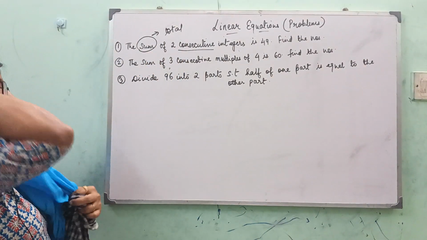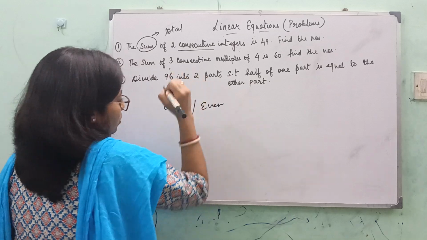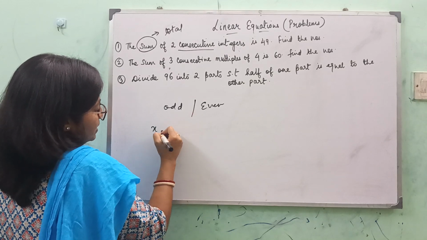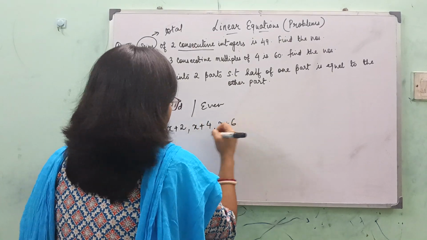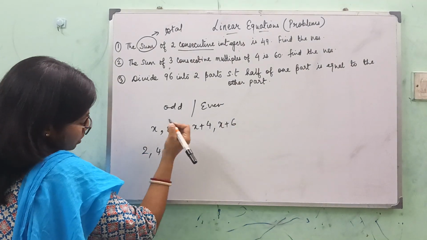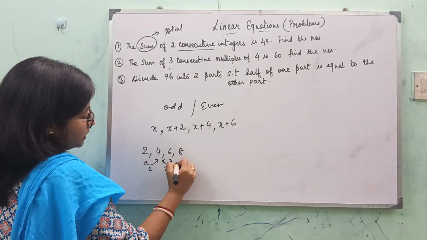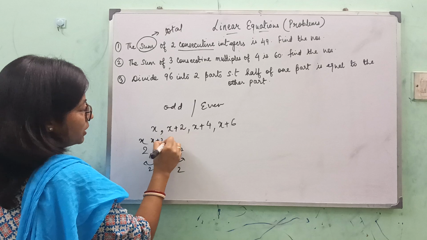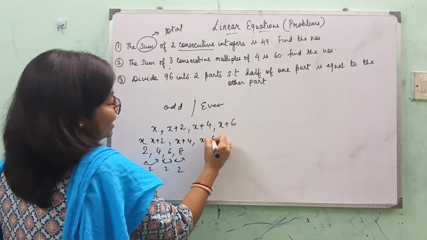Similarly, before going to the next problem, if I say consecutive odd or consecutive even numbers, you can take the first number as x, the second one as x plus 2, the third number x plus 4, the fourth number x plus 6, and so on. Why? Because even numbers 2, 4, 6, 8 and so on always differ by 2. So if I take the first one to be x, the next one will be plus 2 to it. The third one is again plus 2 to it. Again plus 2 to it. So it goes on in this manner.